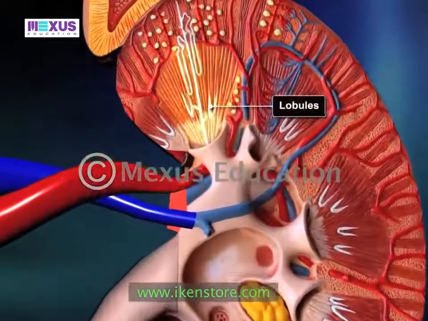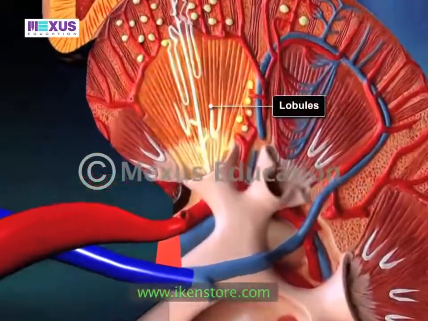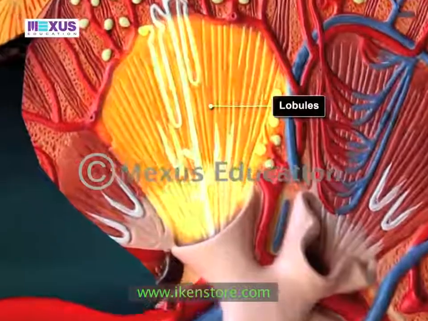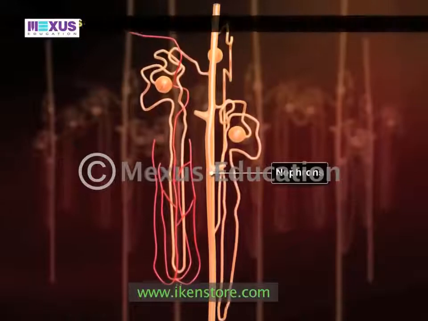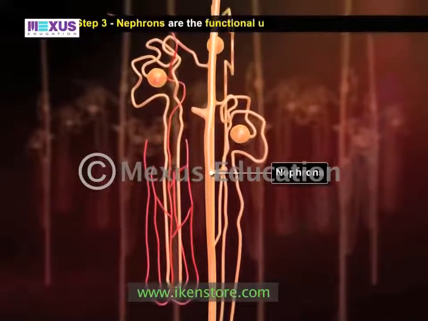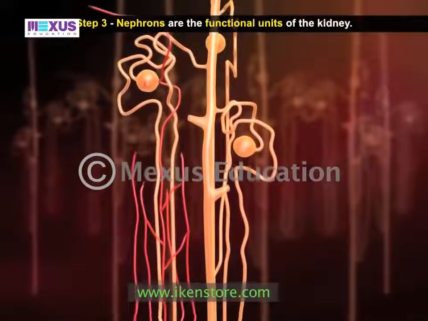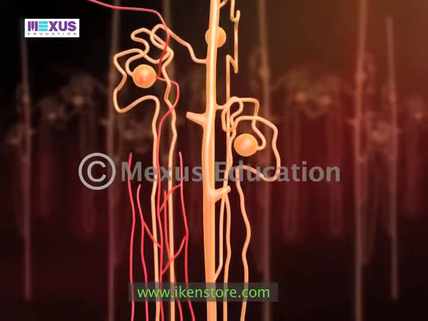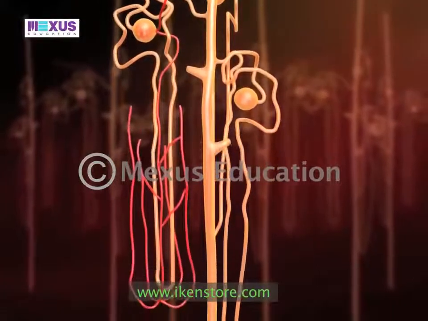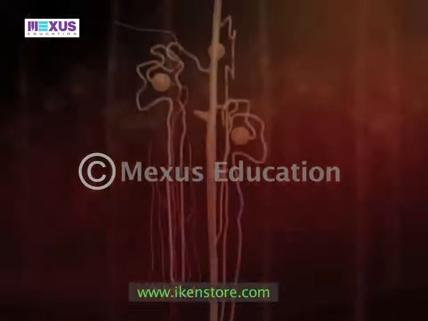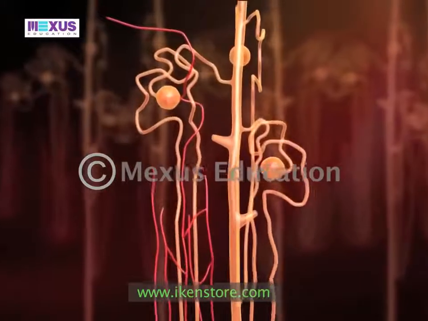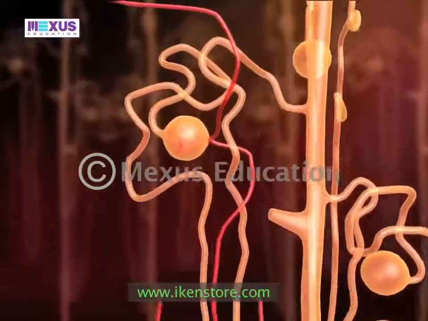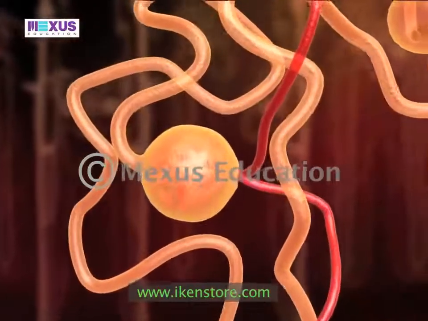The kidney is composed of up to 18 lobules. Each lobule is composed of nephrons. Nephrons are the functional units of the kidney. Each kidney contains more than 1 million nephrons. Each nephron consists of a glomerulus and a system of tubules.